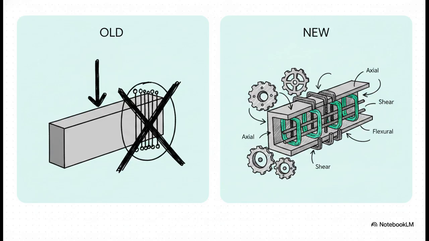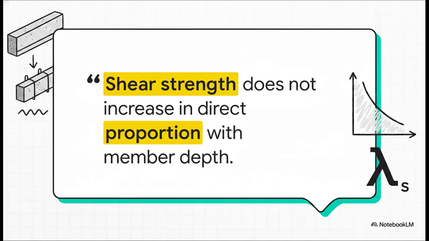The calculation for Vc is now entirely dependent on whether your provided shear reinforcement, your Av, is greater than or less than the minimum required shear reinforcement. If it's greater, the new code forces you to factor in both the axial load and the flexural reinforcement ratio just to find your concrete shear capacity. But what if your provided shear reinforcement is actually less than the minimum required?